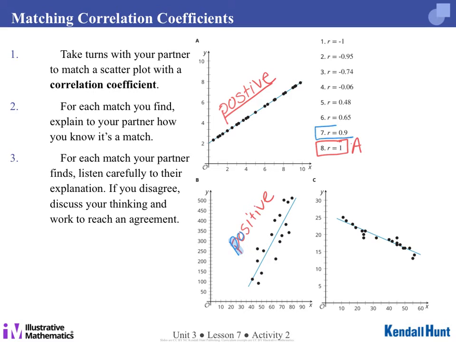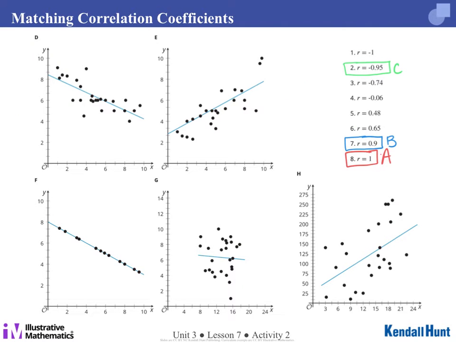When we look at C, we can see that it is a negative correlation now because it's going down and to the right. Are the points fairly close? Yes, they are fairly close, but those points aren't exactly on the line. So instead of being an exact -1, which is the best correlation you can have, we're going to go just one step down, and we're going to call that R equals -0.95.